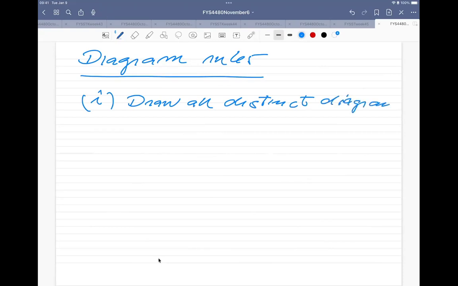So if you can rewrite a given diagram in terms of something which gives exactly the same contribution, that would not be a distinct diagram. That would be the same type of diagram. Draw all distinct diagrams to a given order.